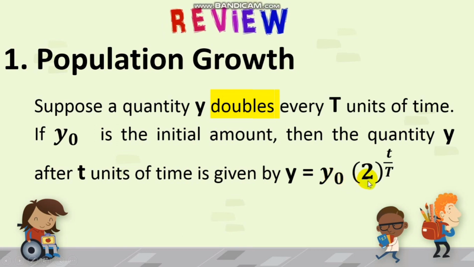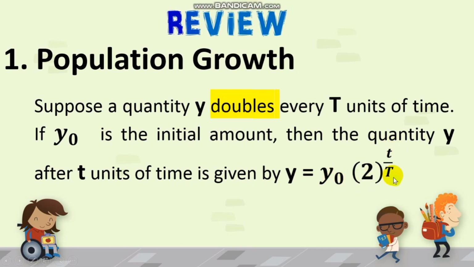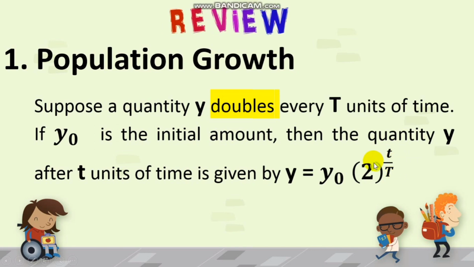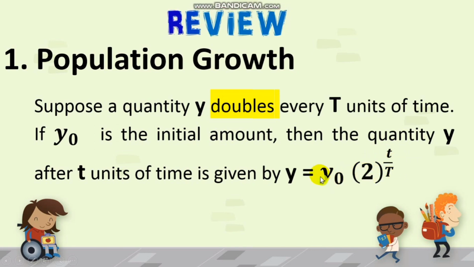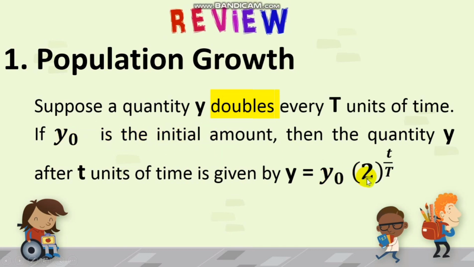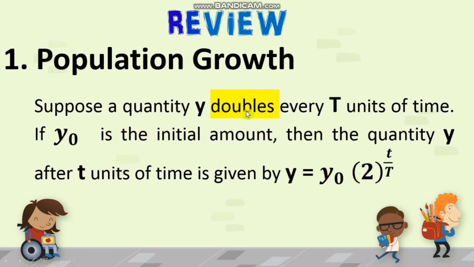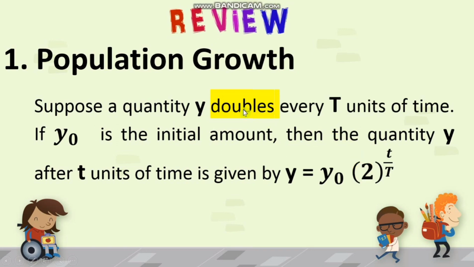So, bakit may yung y sub 0, walang problema, ito yung initial amount. Yung 2 ay because of the word doubles. Kapag yung word dito ay triples, edi 3 ito. Kapag ito naman ay halved, ito naman ay 1/2. Okay, so please take note of the word lagi dito sa ating problem.